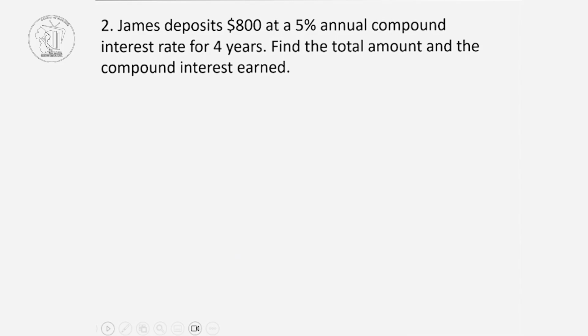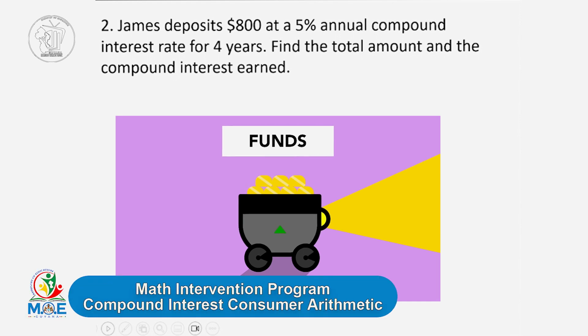So let's look at another example. The other example says, James deposits $800 at 5% per annum interest rate for 4 years. Find the total amount and the compound interest earned.